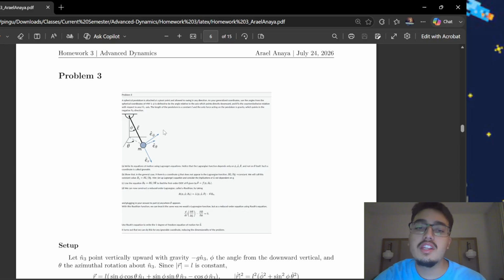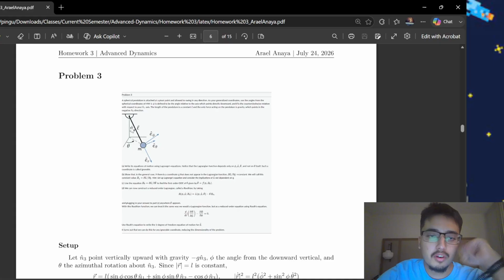This is a 3D pendulum, so unlike the normal pendulum that just rotates about some vertical, this one also rotates about the horizontal. So now we have two angles to keep track of. That means we're going to have two generalized coordinates for our Lagrangian.